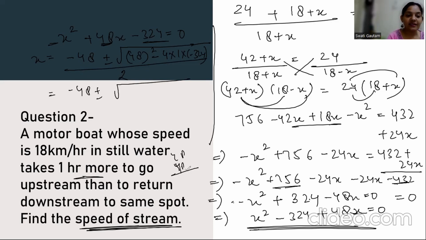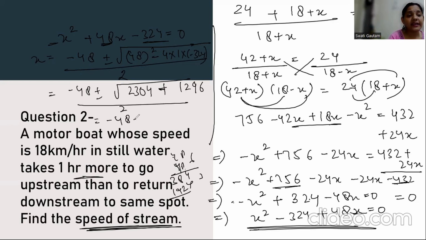48 square, how much? 2304. And minus minus is plus in multiplication, so 4 into 1 into 324 is 1296. The addition gives 3600, divided by 2. Minus 48 plus minus under root 3600, divided by 2.